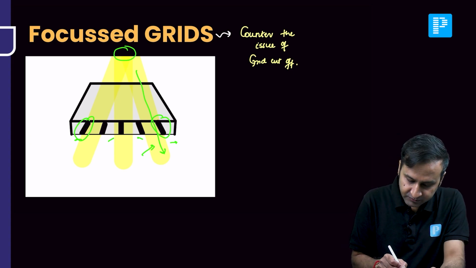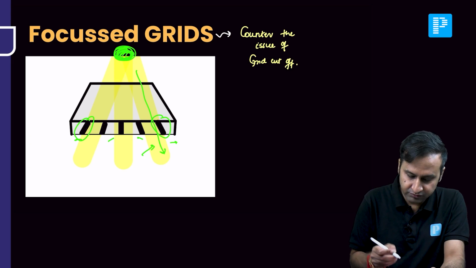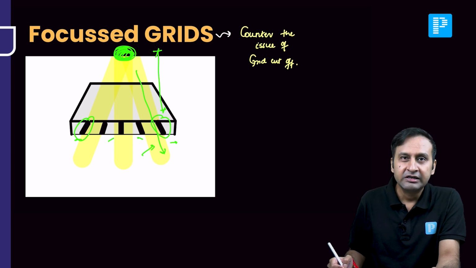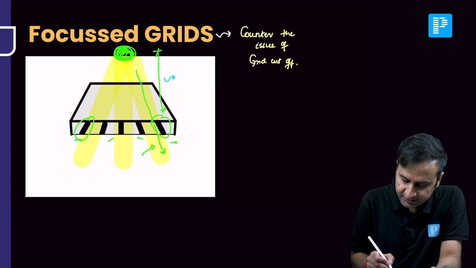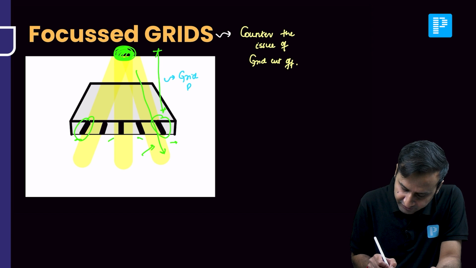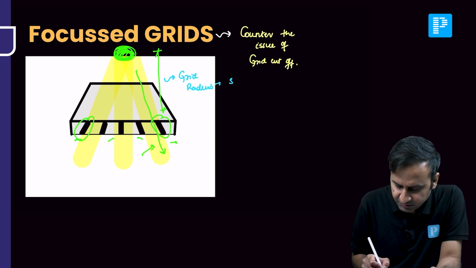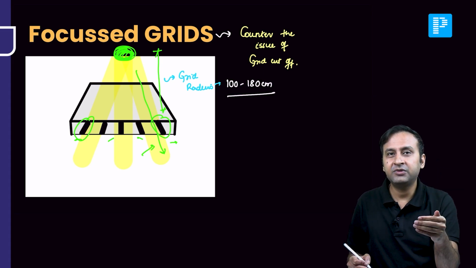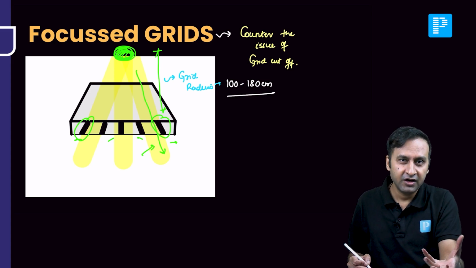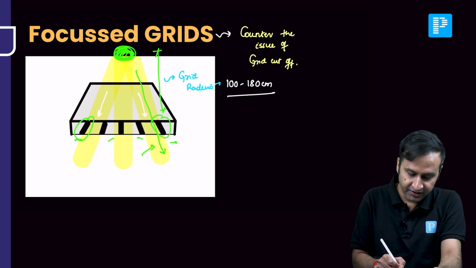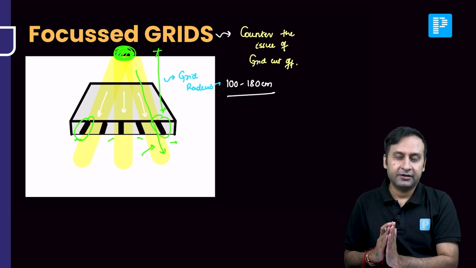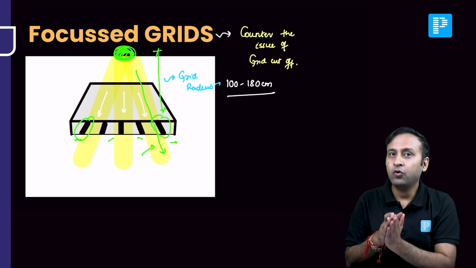Now the point from where this radiation starts to travel is called the convergence line. And the distance between this convergence line and the surface of the grid is called the grid radius. So grid radius is, in the majority of cases, kept around 100 to 180 centimeters. Now what will happen if we keep the grid beyond this radius? You can see the rays are traveling in such a way that they are aligned with the obliquity of the grid, or the obliquity of the radio opaque material.